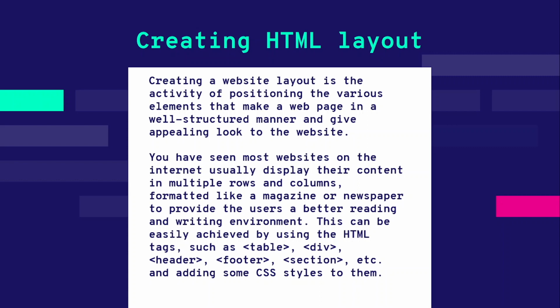This can be easily achieved by using HTML tags such as table, div, header, footer, section, etc., and adding some CSS styles. So basically, this is the method to add an HTML layout, or to achieve the magazine look, or a multiple columns or multiple rows look. We can also create a layout in CSS, which is a very effective way. For now we'll just be understanding what a layout actually is. We'll be doing it practically in the next video or in the CSS course.